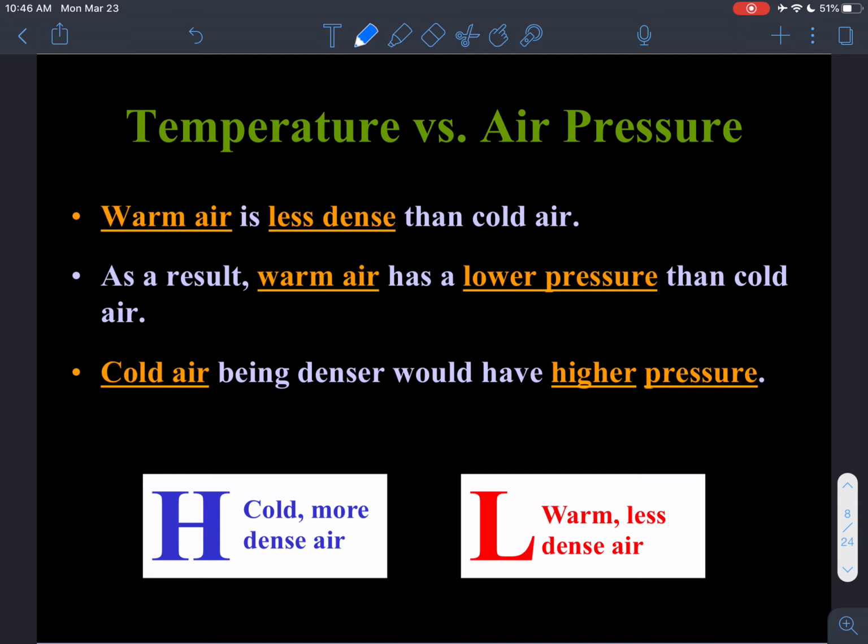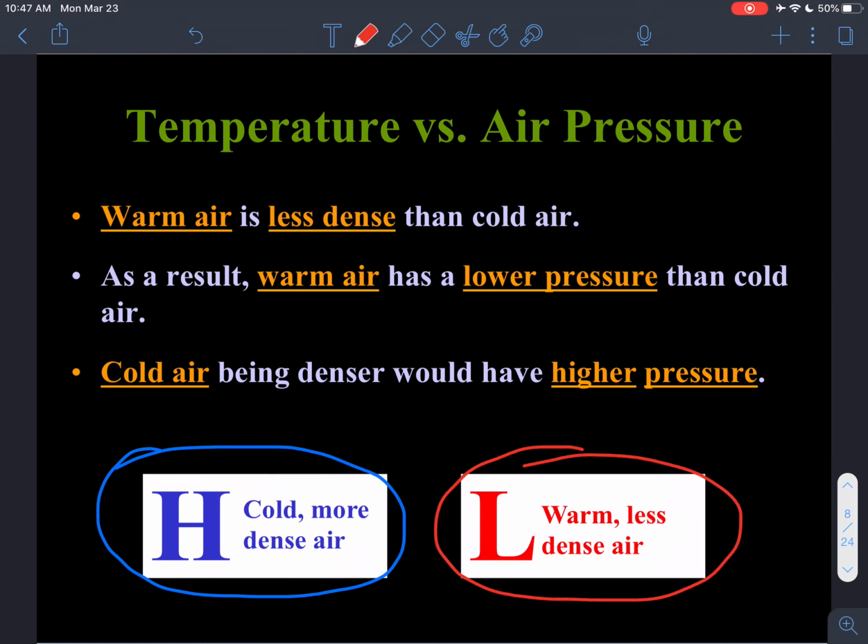So, temperature versus air pressure. We all know that warm air is less dense than cold air, which causes warm air to rise. And because of that, it has a lower air pressure than cold air. Cold air, on the other hand, is more dense, therefore it's going to have a higher pressure. All right, so high pressure down here is cold and more dense, where low pressure is warmer and less dense.